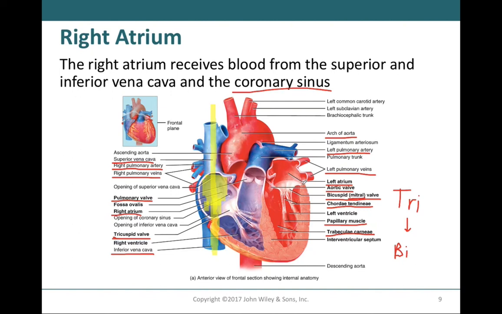When there is a problem with one of these, and there is backflow of blood into one of the previous chambers in the direction that blood is not supposed to go, that is called a heart murmur.